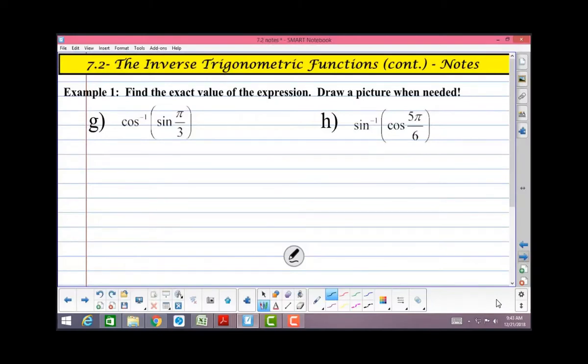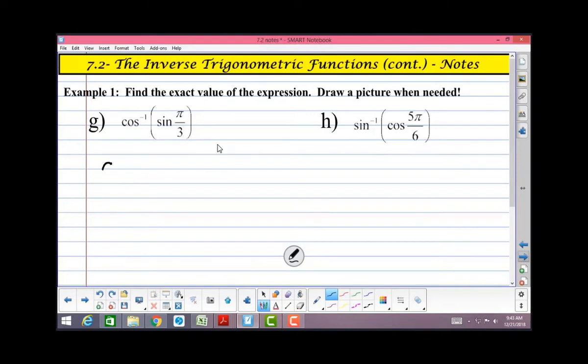Okay, starting with example G, the problems get a little bit different. Notice in these problems, the inverse trig function is on the outside, where all the other problems we did so far, the inverse trig function was on the inside. So these ones, you definitely can just use your unit circle if it's unit circle right off the bat. So work from the inside out.